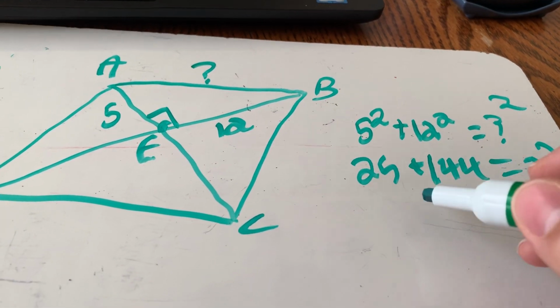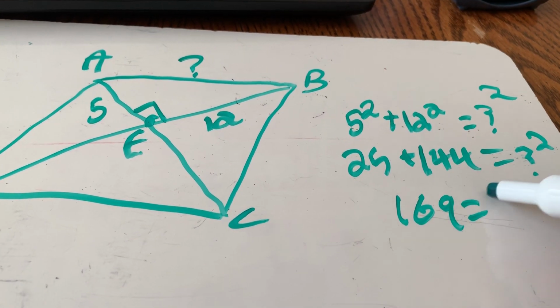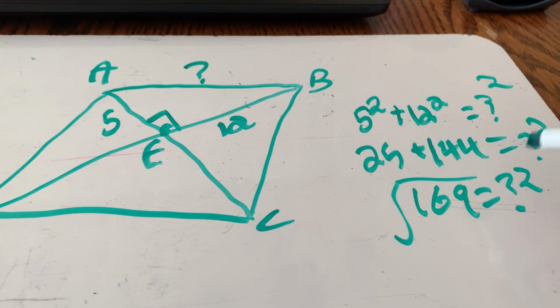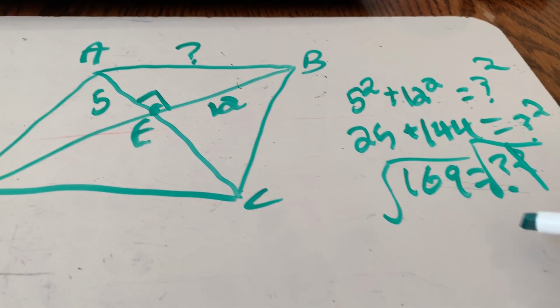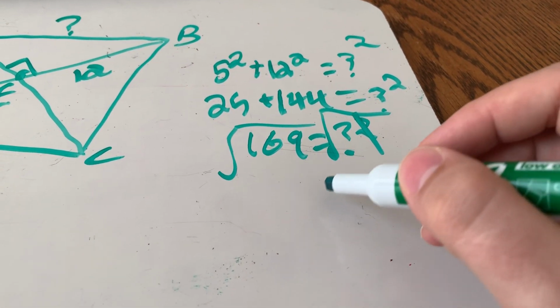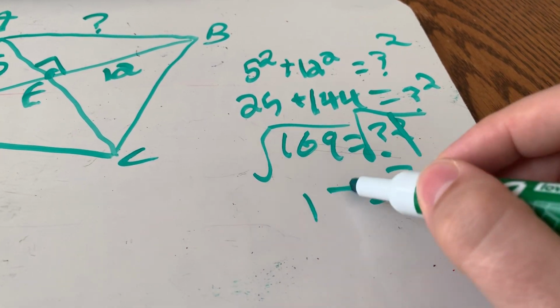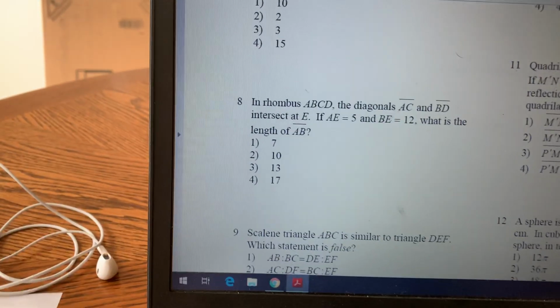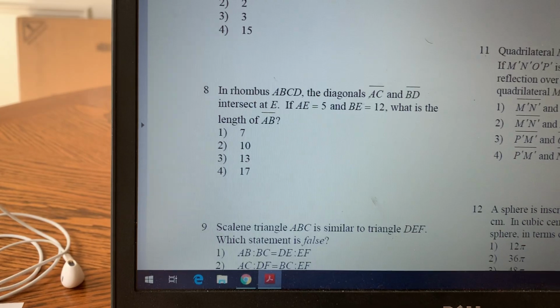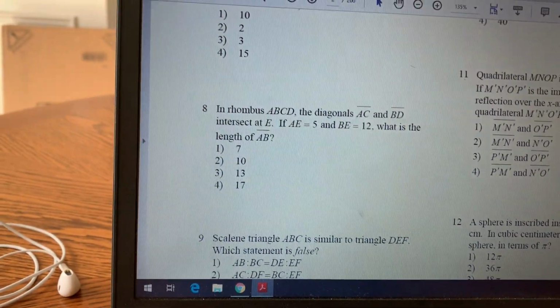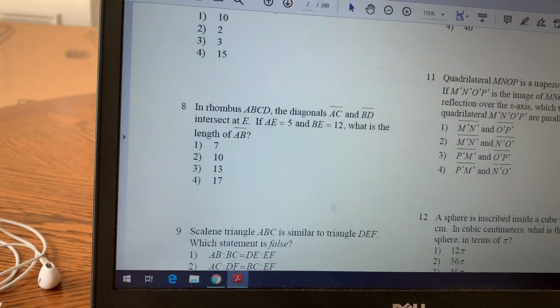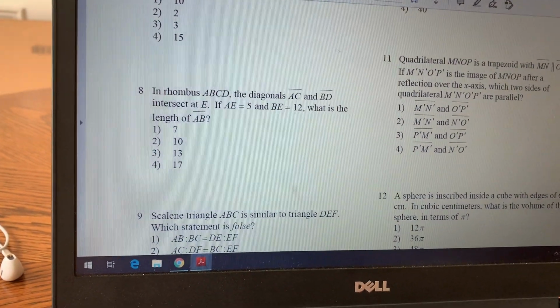Equals question mark squared. Add that as 169. And then I square root both sides. So my question mark is 13, which is answer choice 3, or again C if you want. So again, a lot of 3s and 4s, C's and D's, however you want to say it so far.